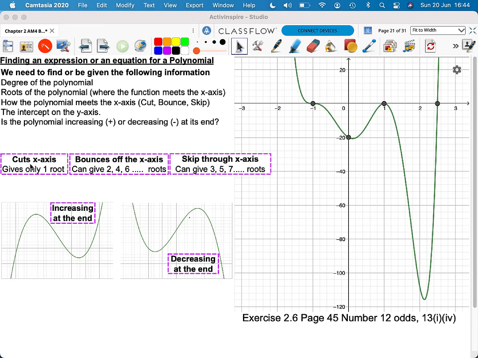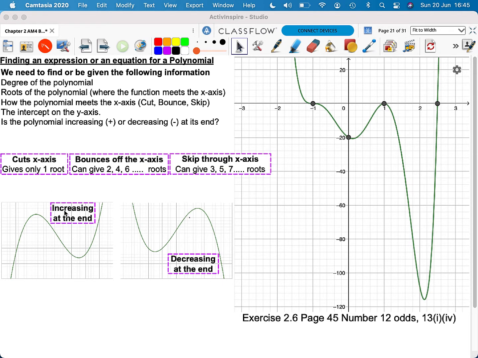If it cuts the x-axis, it gives only one root. If it bounces off the x-axis, then you can have 2, 4, 6, 8, etc., an even number of roots. But if it skips through the x-axis, a point of inflection, this gives 3, 5, or 7 roots.